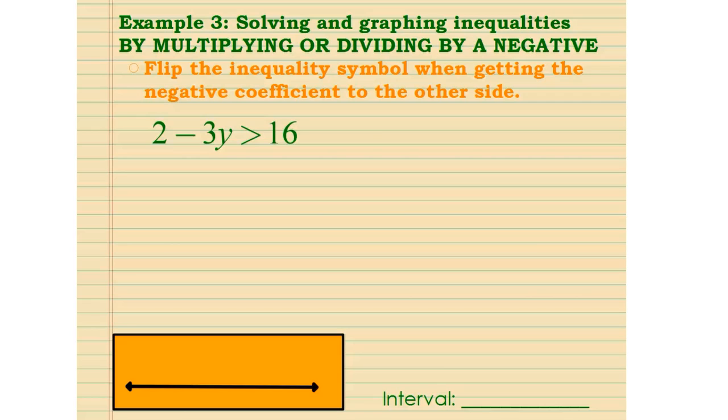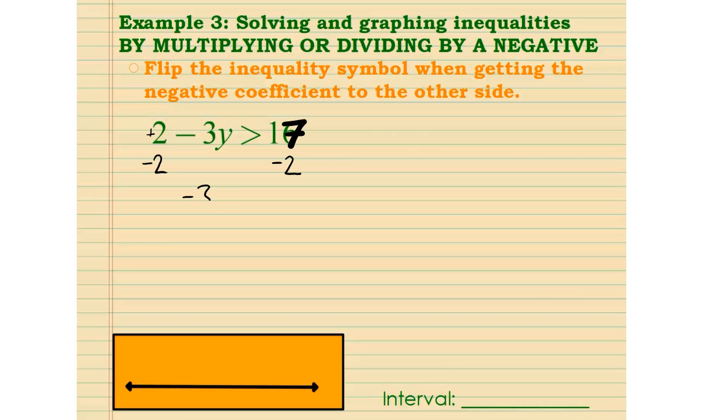Solving inequalities involving multiplying or dividing by a negative number is going to require us to change the direction of the inequality. Let's look at this first example. Let me change this number to 17 so it will turn out nicer. This is a positive 2. I will subtract 2 from each side of the inequality.